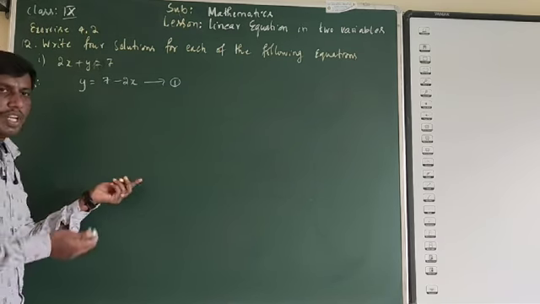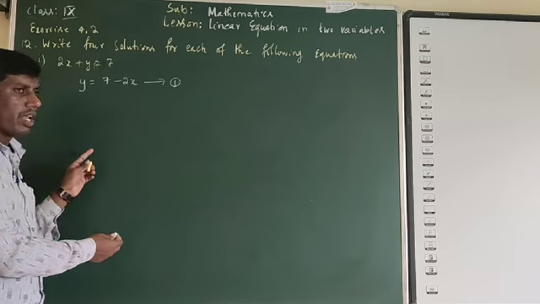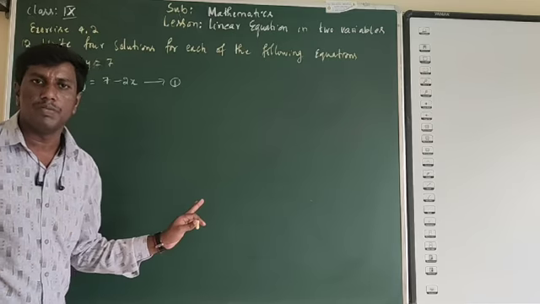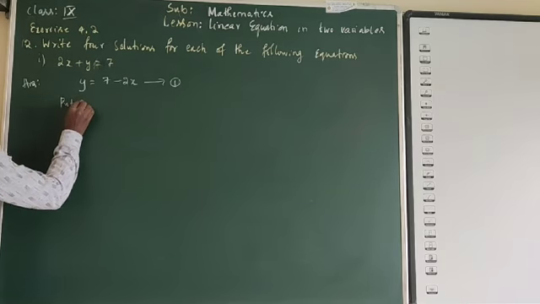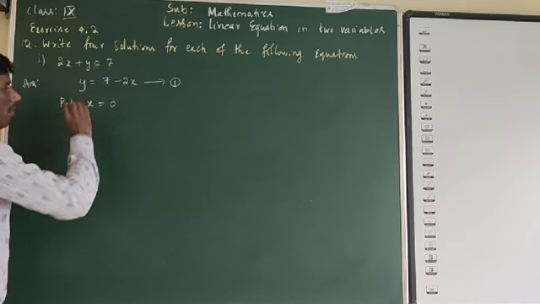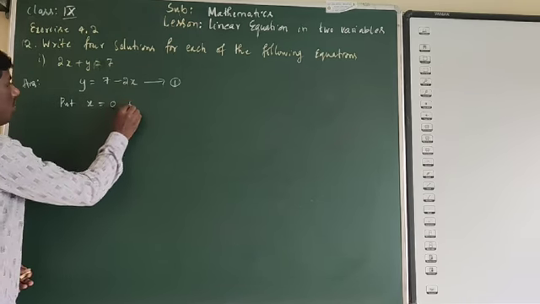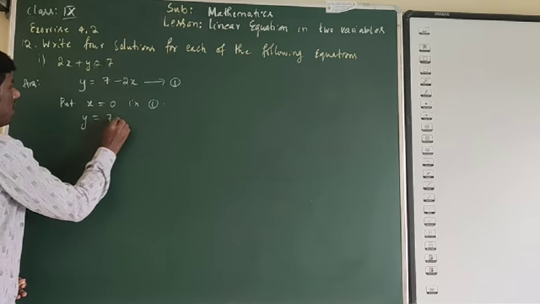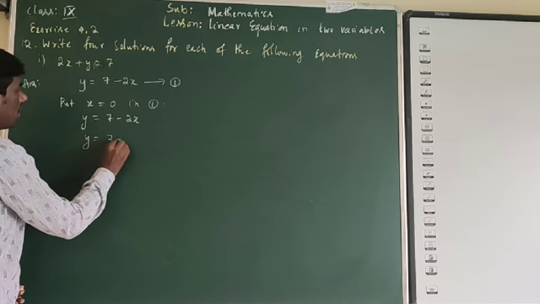Now give some arbitrary value of x, simplify it, and get the value of y. The combination of x and y values will become the solution. Very simple. Right? Take x is equal to 0. Let us start with 0. Put x is equal to 0 in equation 1. We'll see what will happen. Let us write the equation once again. y is equal to 7 minus 2x.